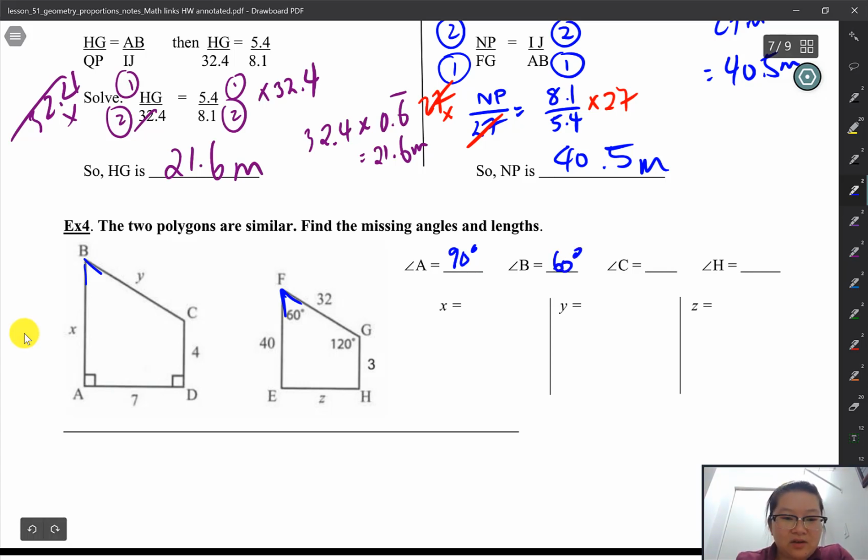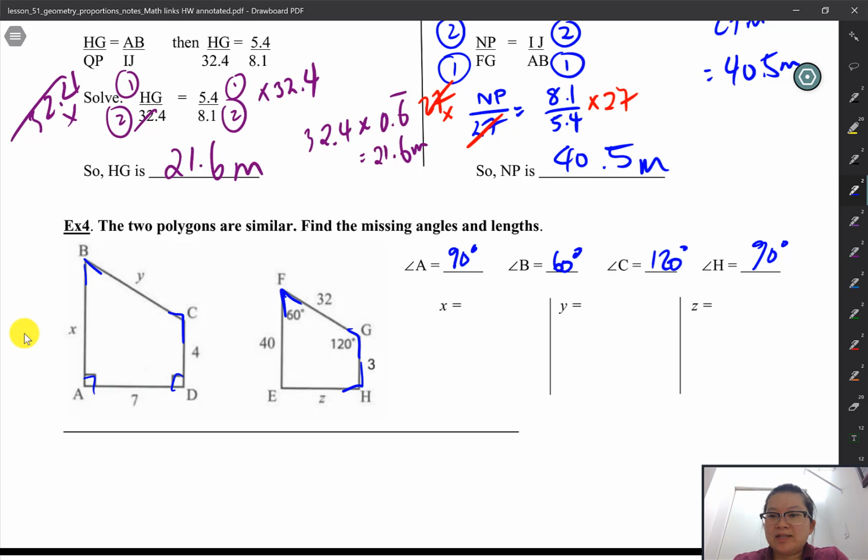As for angle C, where's angle C? Right here. And if B and F are the same, that means C and G must be the same, which is 120 degrees. Angle H, well, since we know this is 90, D, we are told it is 90, H must also be 90 degrees. Bam. Okay, so now we can use different side lengths to figure out how much they should scale up by.